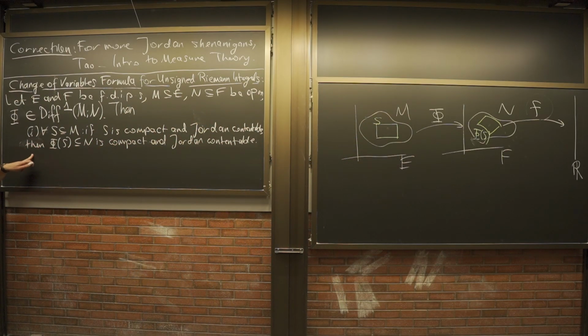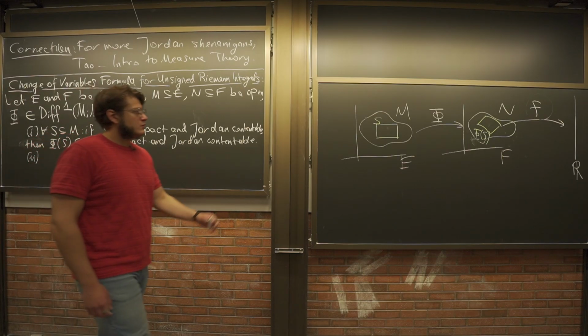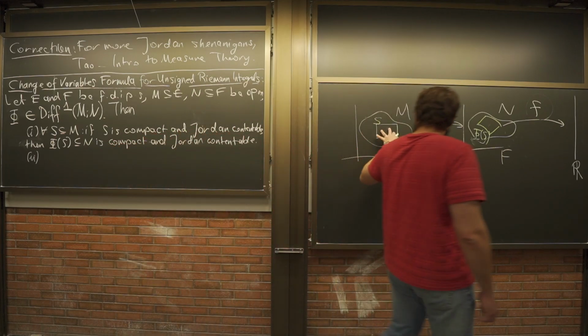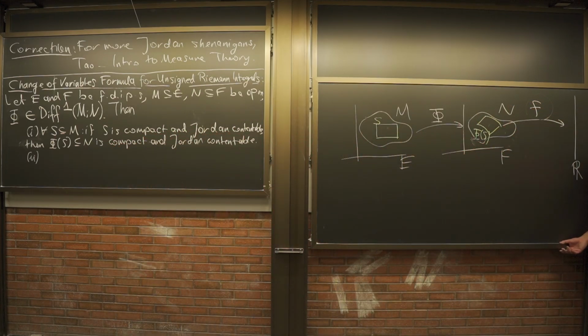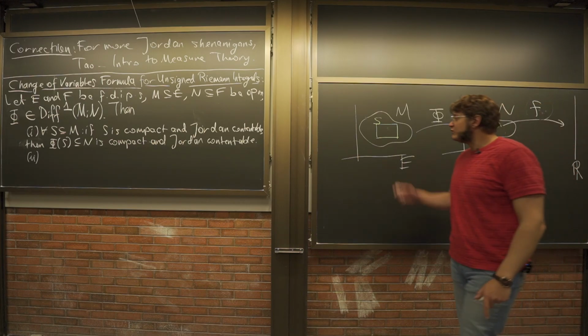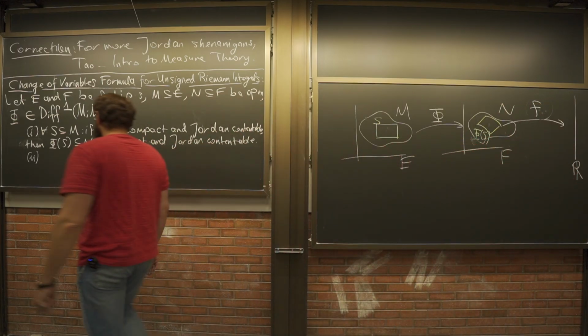That's the first item. Second item, for any compact Jordan contentable set S in M, and for any Riemann integrable function f defined on its image, what we're going to later call pullback, that is to say, f precomposed with phi, is Riemann integrable.